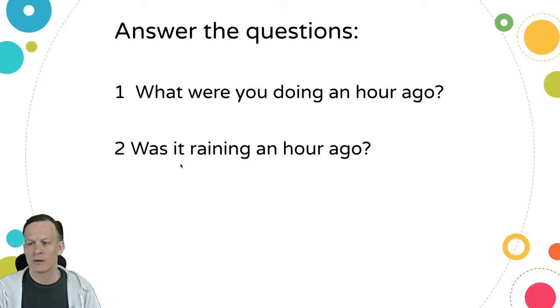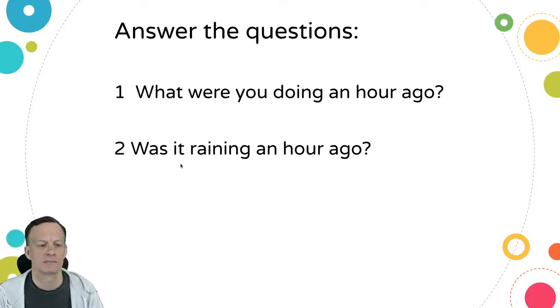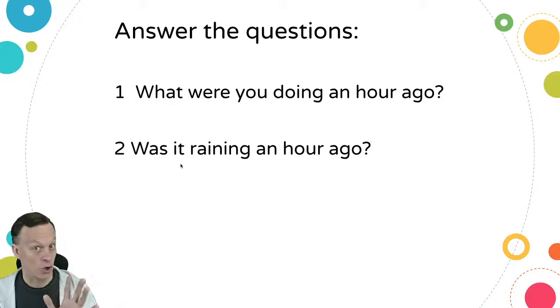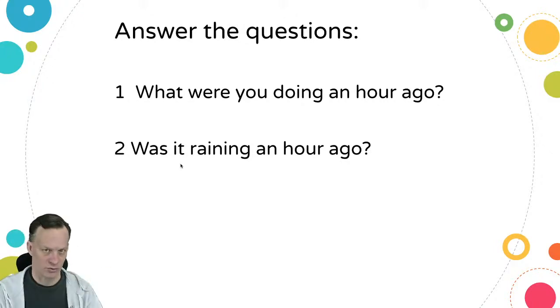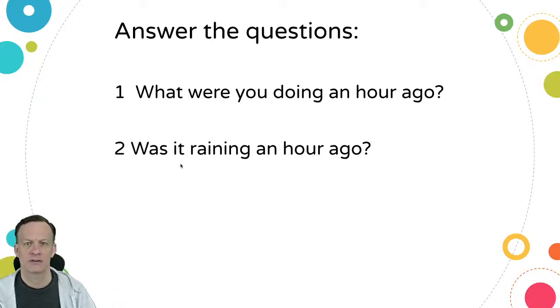Number 2. Was it raining an hour ago? Can you answer with not only just no? How would you answer this, what's a short answer? Not so short though. Was it raining an hour ago? No, it wasn't. Excellent. Peter, you're the winner.